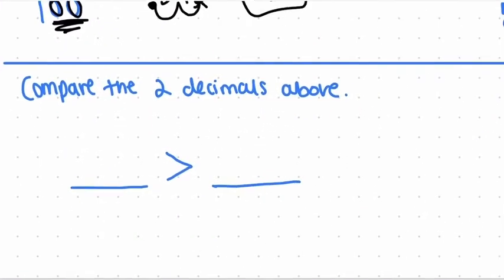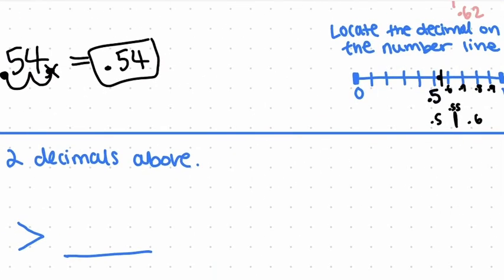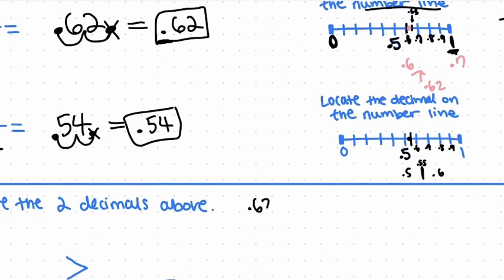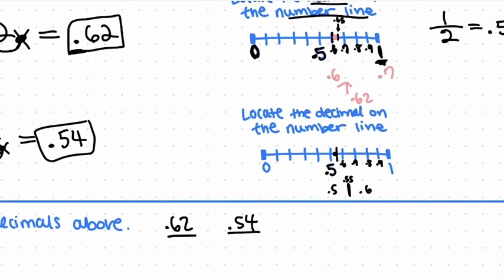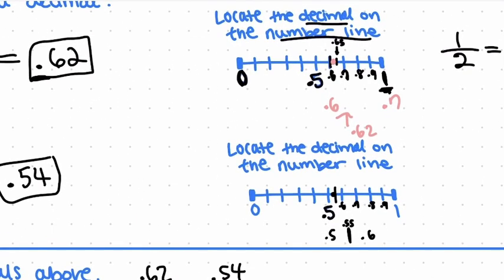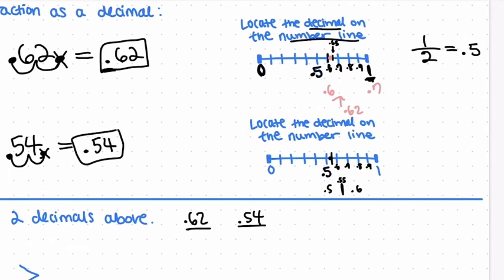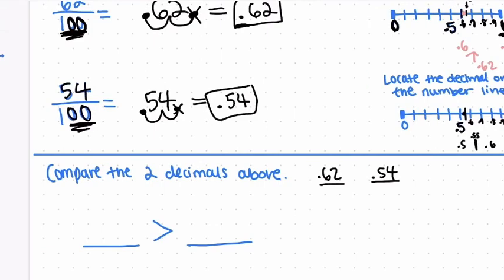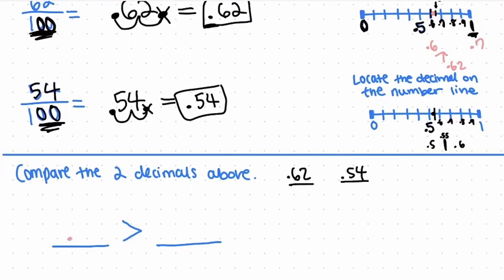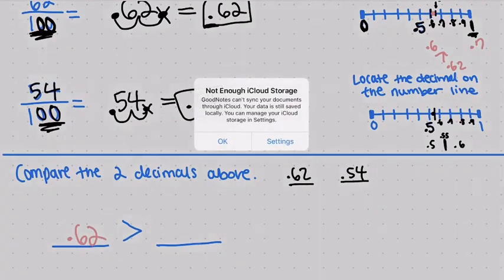All right, so compare the two decimals above. The two decimals we got are 0.62 and 0.54. Okay? If we look at the number line, it's easier to show which is bigger or which is smaller. If we look over here and over here, we can see that this number is bigger than this one, right? So therefore, we're going to say that 0.62 is greater than 0.54.